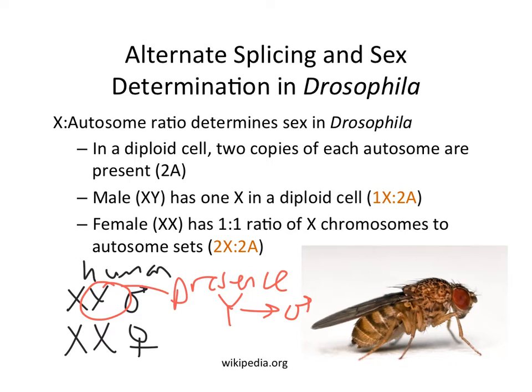It's the other way. In Drosophila, if you've got 1 X chromosome, you're male. If you've got 2 X chromosomes, you're female. So despite the fact that Drosophila and humans both have X chromosomes and Y chromosomes, and in both species the XY genotype is male, it's for totally different reasons. So here we're going to find out about how alternative splicing causes sex determination in Drosophila. Right, something that we don't do in humans.